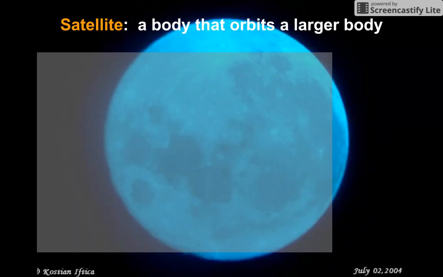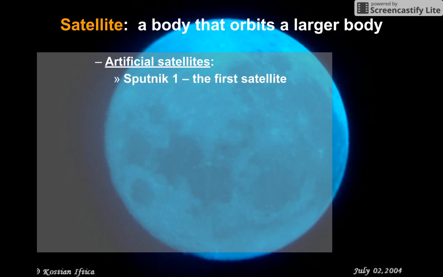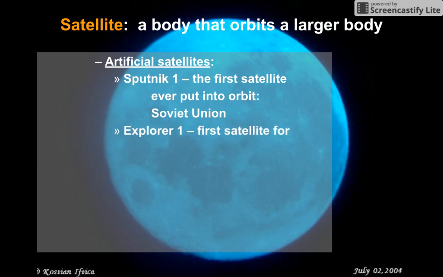A satellite is a body that orbits a larger body. There are two types: artificial satellites, those made by humans. Sputnik 1 was the first satellite to ever go around the Earth. It was built by the Soviet Union. You may know that as Russia. Explorer 1 was the first satellite for the United States.